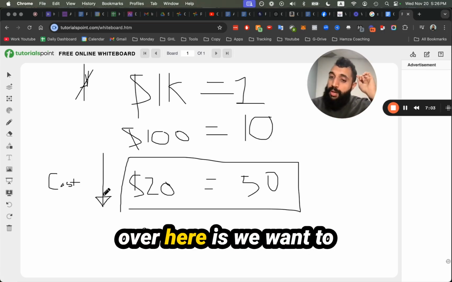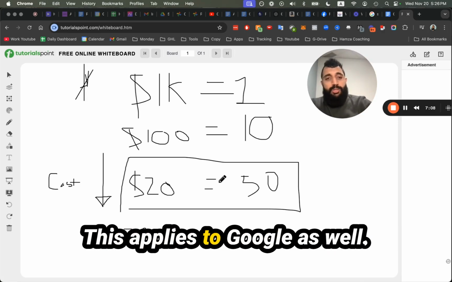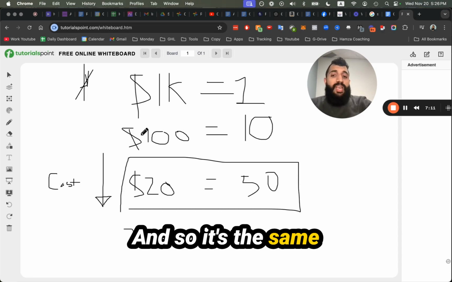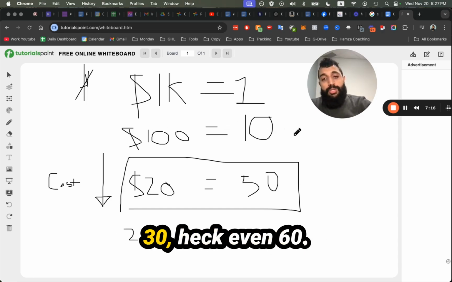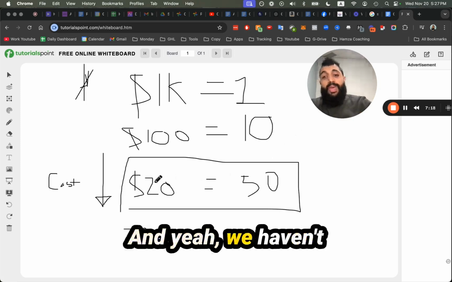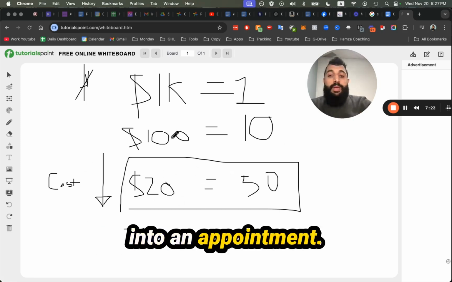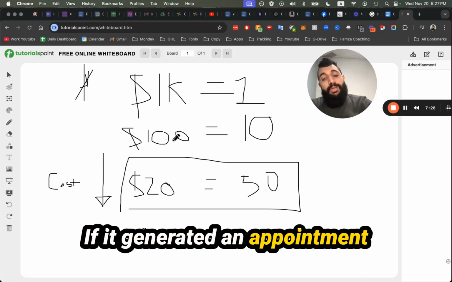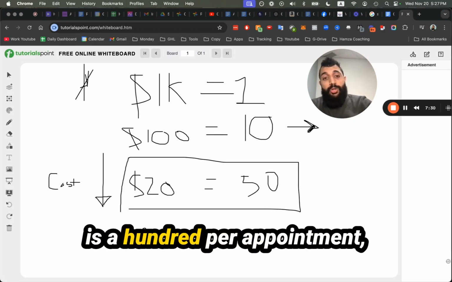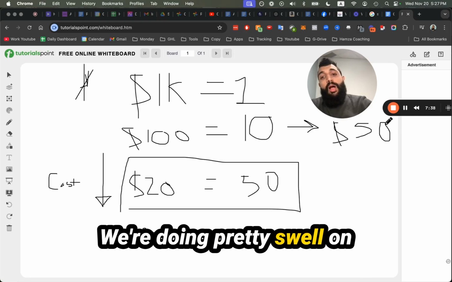So what we want to do over here is wait. And this applies to YouTube as well. This isn't just for Facebook. This applies to Google as well. And it's the same thing for our appointments. If all of a sudden we've spent $20, $30, heck, even $60, and we've only generated 1 lead, guess what? Maybe that 1 lead turns into an appointment. All of a sudden, spending $50 a lead doesn't matter anymore if it generated an appointment, because our appointment KPI is $100 per appointment, but now we just generated 1 lead at $50, and that 1 lead turned into an appointment. We're doing pretty swell on our cost per appointment.